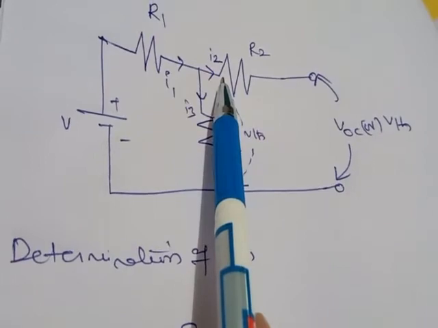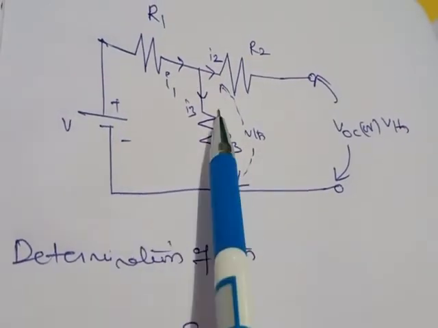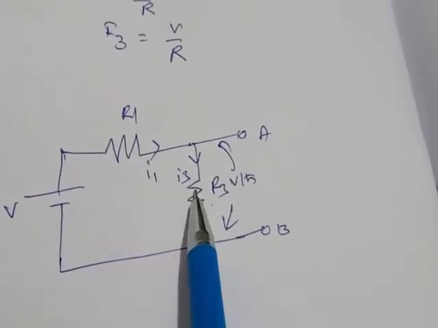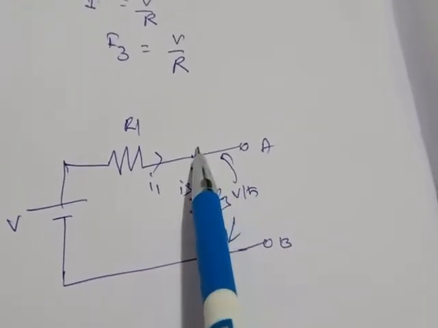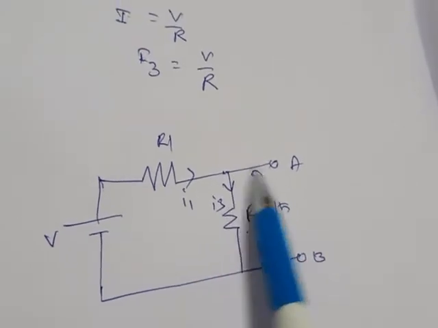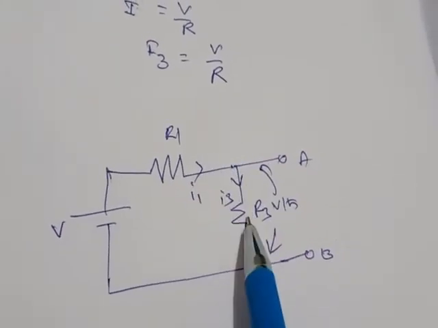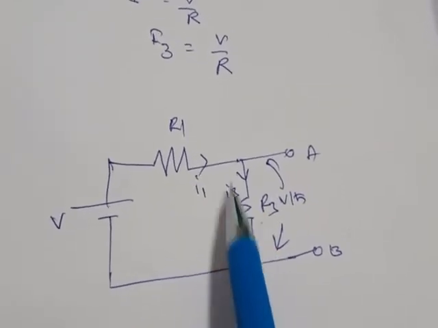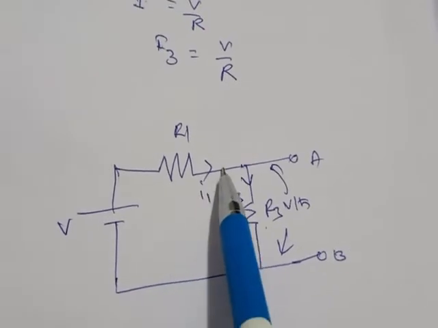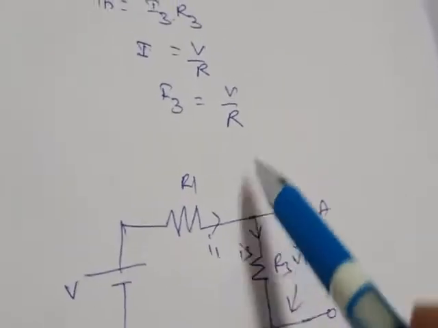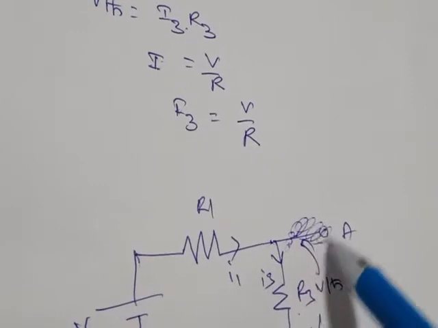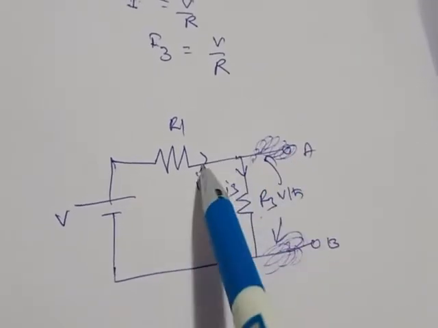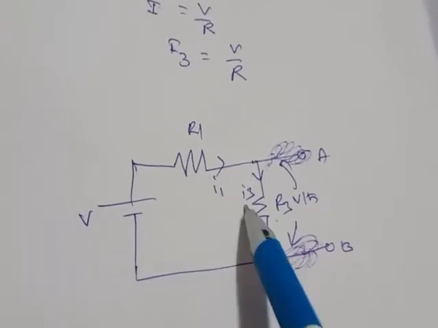Since I2 equals 0, this figure can be redrawn for our understanding as like this. So V, R1, R3. A and B terminals are open circuited, so there is no current flowing in this path. Simply we have a circuit consisting of R1 and R3. The current flowing here is I1, the current flowing in this is I3. The same current is flowing, right? Since there is no current flowing elsewhere, the circuit can be replaced simply like this. We will only have R1 and R3. How are these two resistors connected?